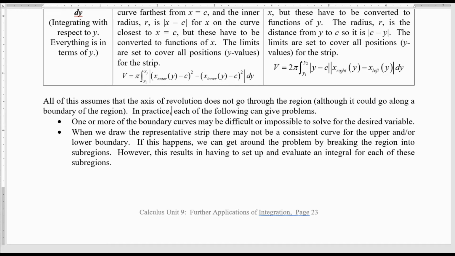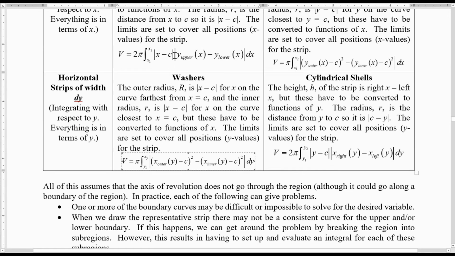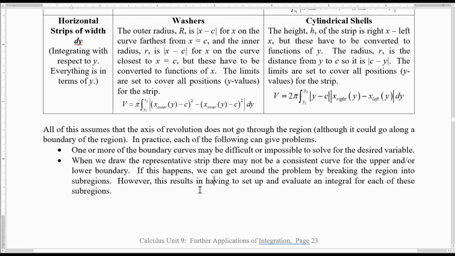Another thing is if one or more of the boundary curves may be difficult or impossible to solve for the desired variable. So for example, here your boundary curve has to be given x as a function of y right here for both ones. Well, it may not be given to you that way. It may be difficult to solve. Okay, so that could be a problem. Or up here you have to solve everything in terms of x. So your upper and lower boundaries have to be written as functions of x. If they're given as functions of y, that may be difficult to set up.